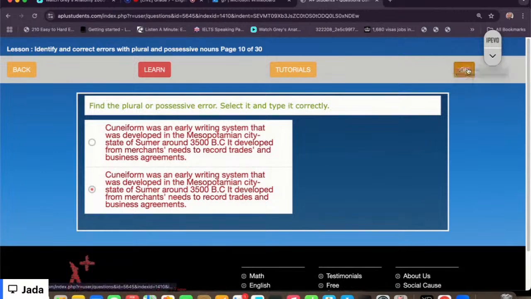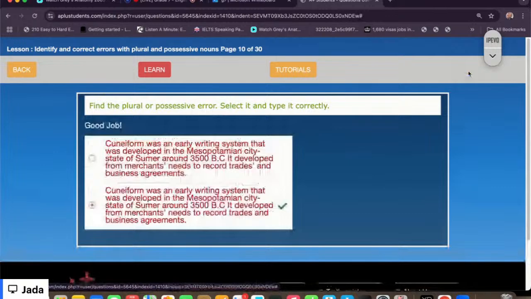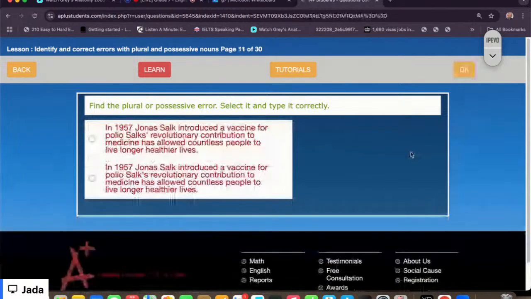Okay, so record trades, not trades in plural possessive. Okay, alright, so in 1957, Jonas Salk introduced a vaccine for polio. Salk's revolutionary contribution to medicine has allowed countless people to live longer, healthier lives. So, which of this is correct?